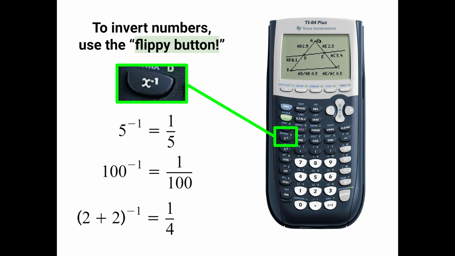I can just put 2 plus 2 in parentheses and then hit the Flippy button, then hit enter, and I can kill 2 birds with 1 stone and get a returned value of 1 over 4. So that's the Flippy button. I highly recommend you use it when you're using the mirror equation. So let's see if you can now use your calculator to follow along with the math that I'm doing.